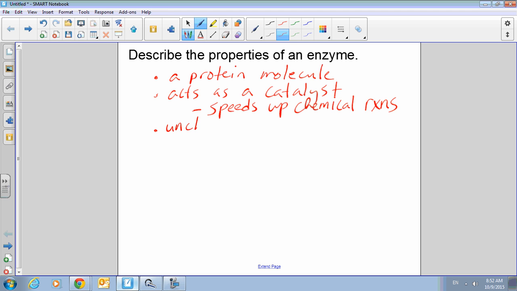They're unchanged by the reaction that they're catalyzing, which means that they're kind of reusable. Your hands in the simulation broke the toothpicks over and over and over again.